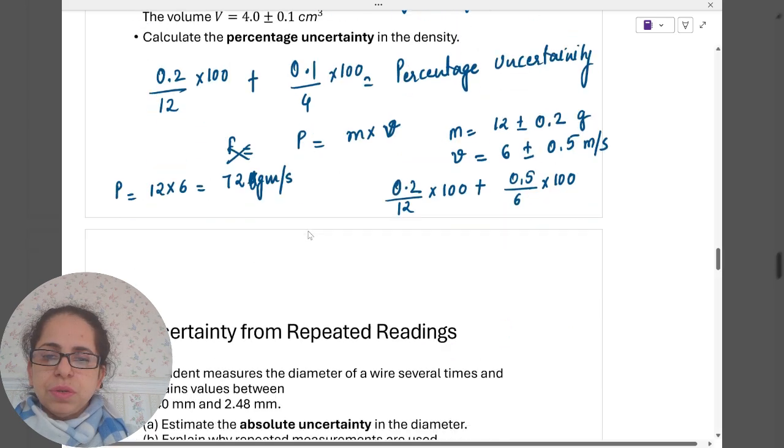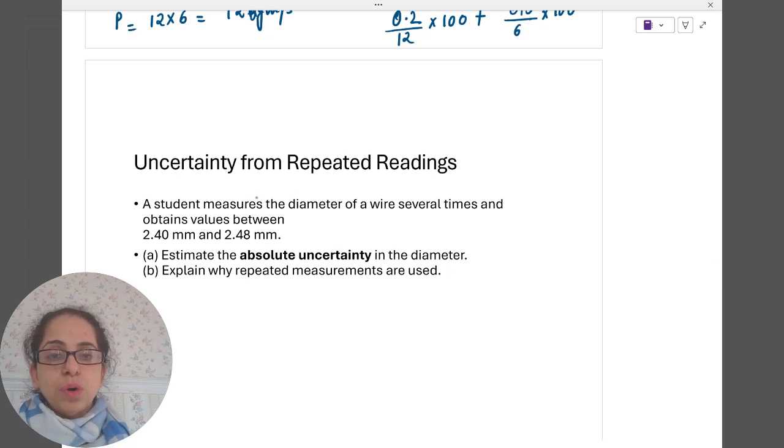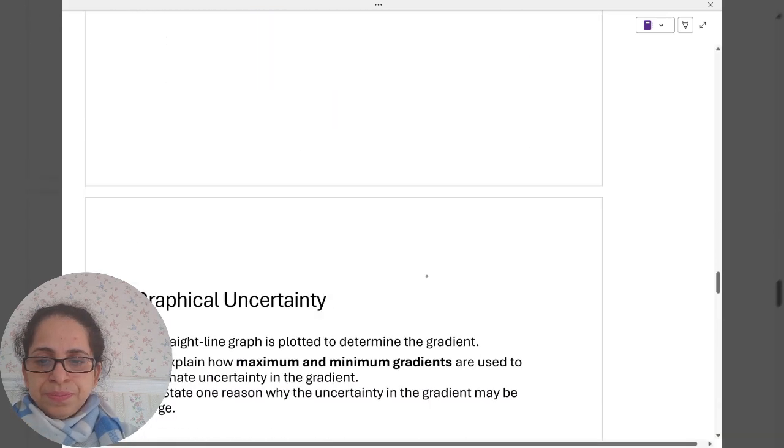Okay, let's do another one. If you have repeated readings, you measure the values of a wire several times and obtain values between this and this. Now what it is giving you is a range. So the range of the reading is 0.08. The absolute uncertainty is the range divided by 2. Why do you repeat? To decrease the random errors.